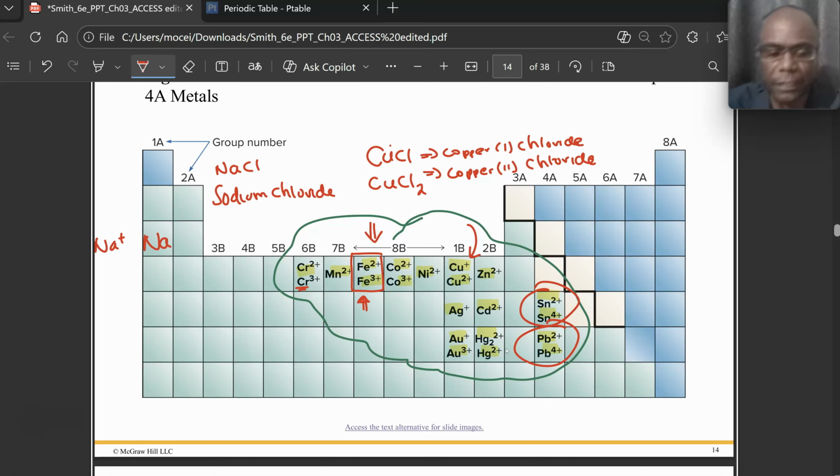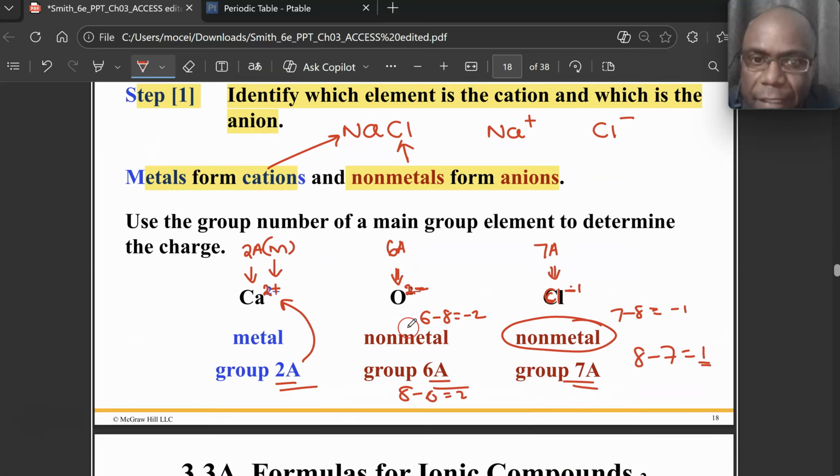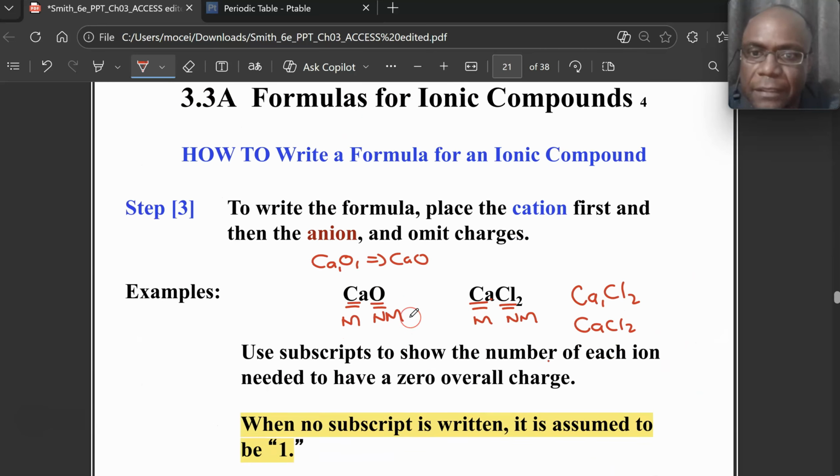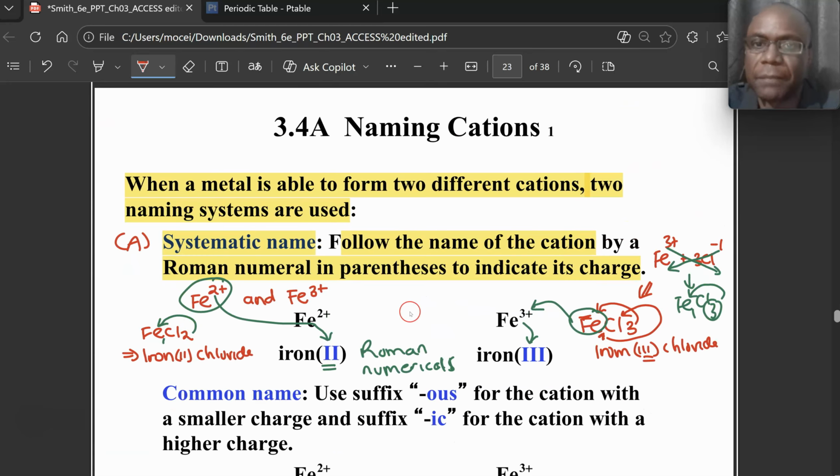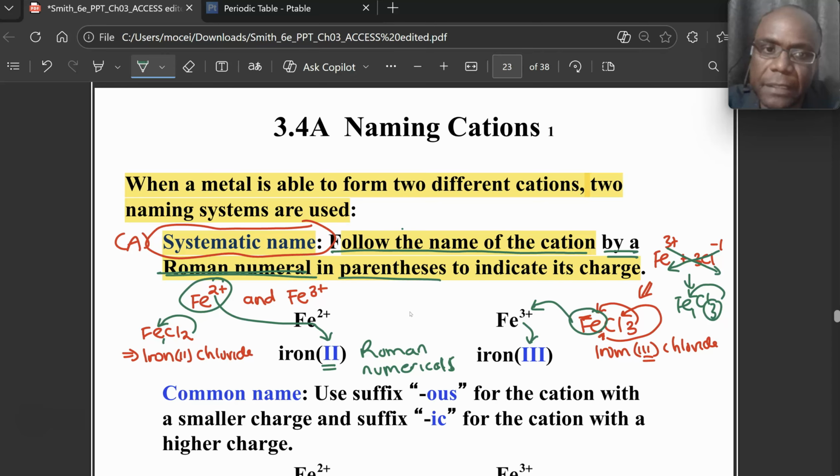You have to say lead 2 or lead 4. So that is what that slide is trying to emphasize in the systematic naming. Remember again, in the systematic name, the rule is you need to follow the name of the cation by a Roman numeral or numerical in parentheses to indicate its charge. For example, the element iron can exist as iron 2 or iron 3. So we have to specify which one.